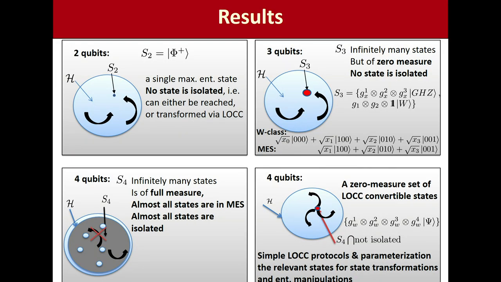So in the bipartite case, for two qubits, we have a single state. Moreover, in the bipartite case, there is no isolation. So every state can be transformed into some other pure state via LOCC.